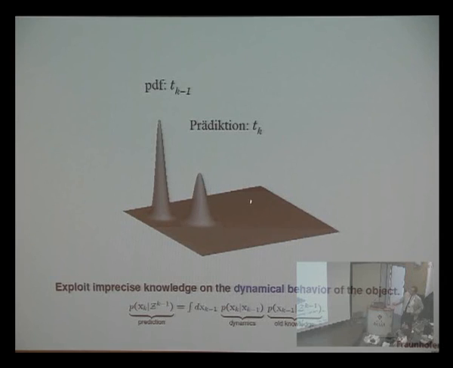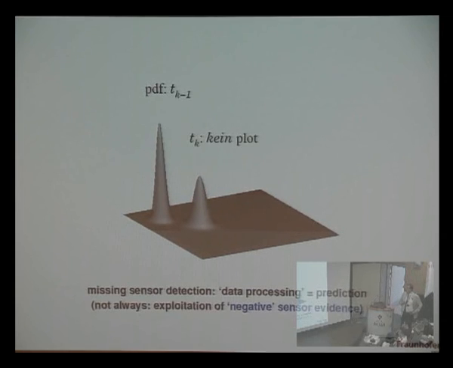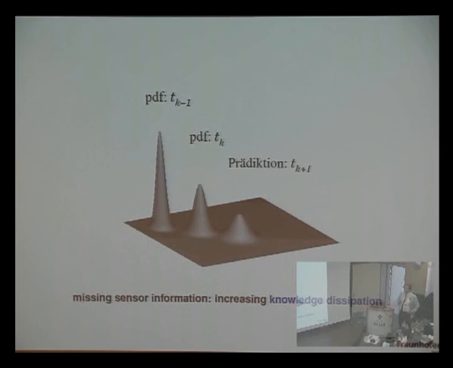You see, it's again such a hat, and the hat has a greater width. That means the imprecision grew. If you have no sensor measurement available at this time, then in most cases you cannot do something. However, sometimes, and we will see examples of this in the course of these lectures, it is possible to exploit negative sensor evidence. Sometimes an unsuccessful attempt to see a target carries valuable information. You will see examples of this. As time goes by, you see that without sensor measurements, we have an increasing dissipation of our knowledge.